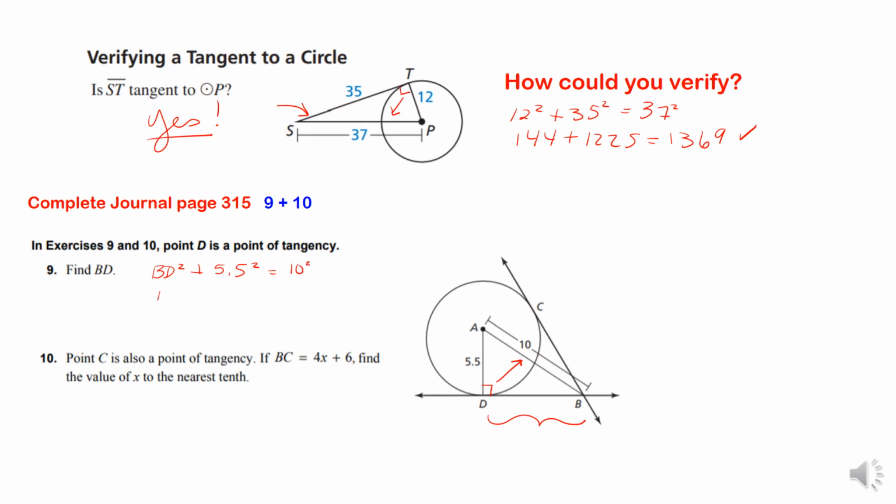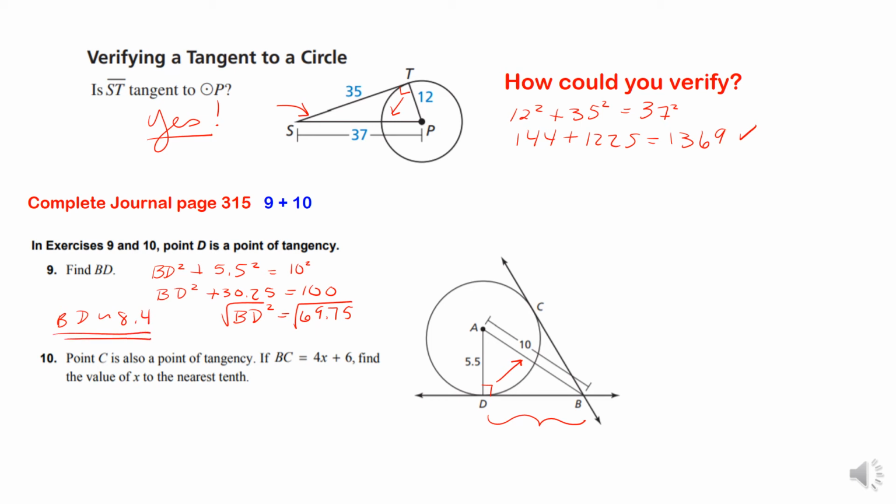And then I'm going to go BD squared plus 30.25 equals 100. Subtract 30.25 from each side. I get BD squared equals 69.75. Take the square root of both sides, and BD is approximately 8.4.